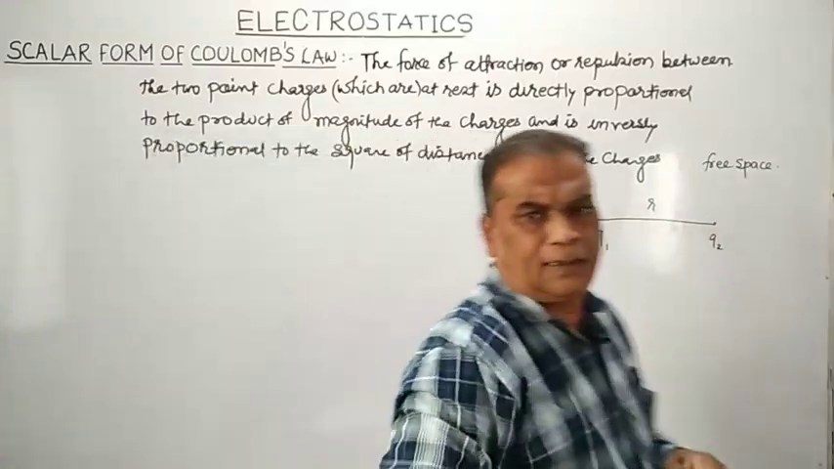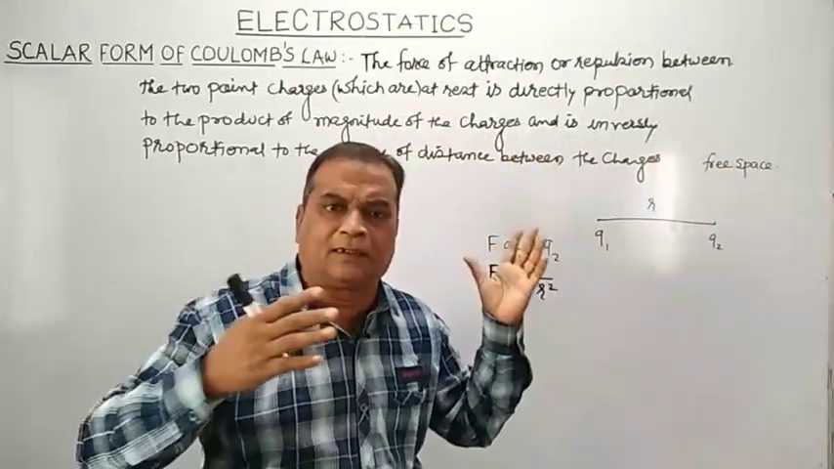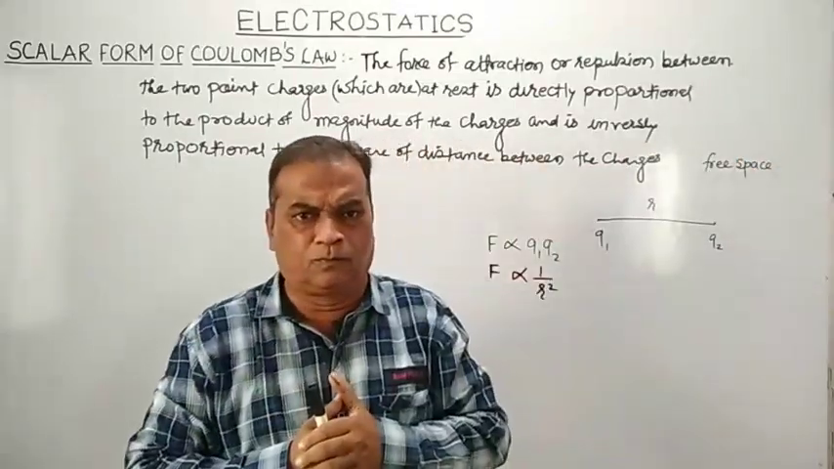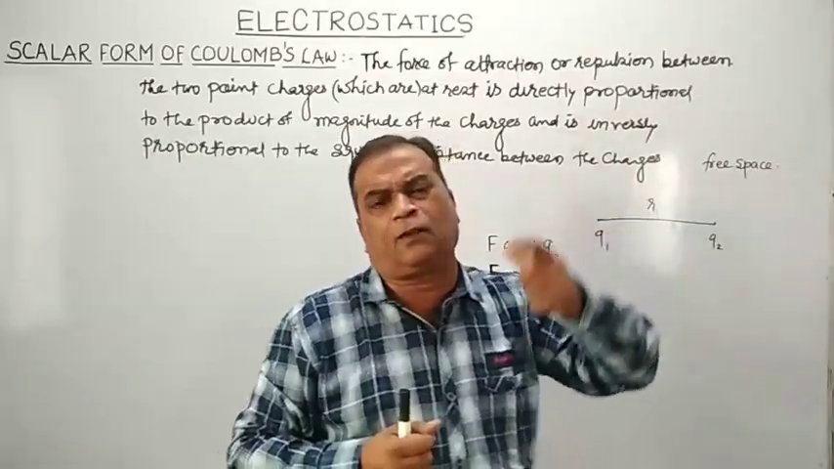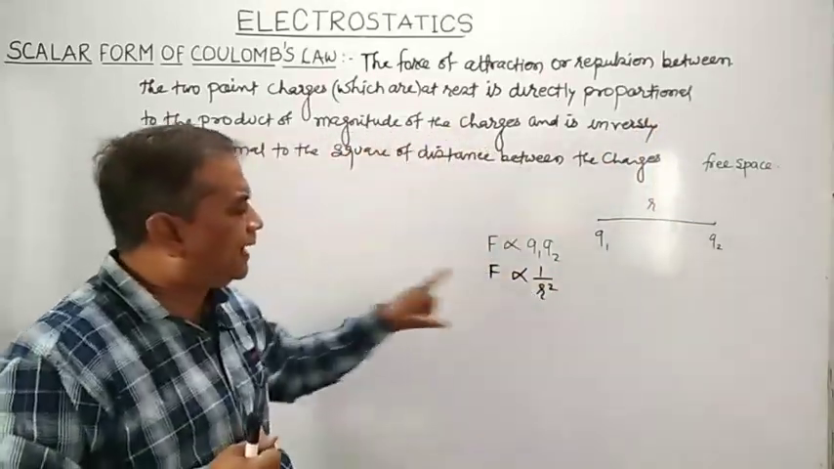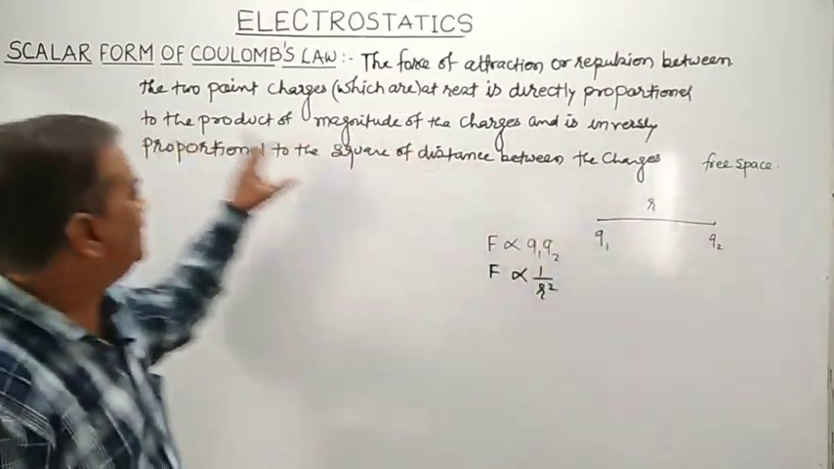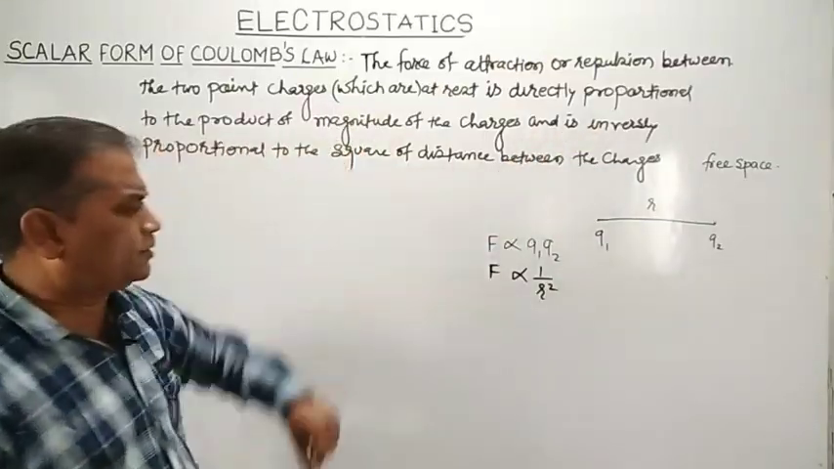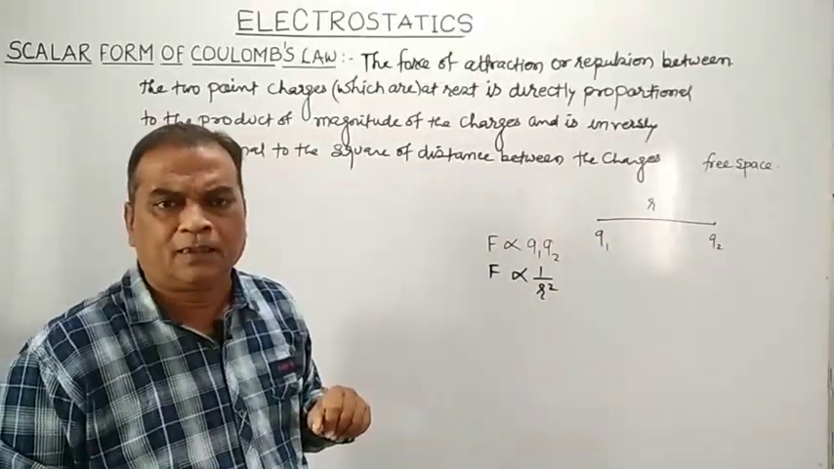So listen carefully. Between two point charges which are at rest with respect to each other and kept in free space or a vacuum, Coulomb made the statement that the force of attraction or repulsion is directly proportional to the product of the magnitude of the charges, and inversely proportional to the square of the distance between the charges.